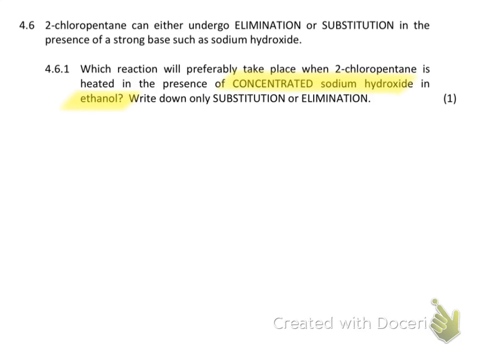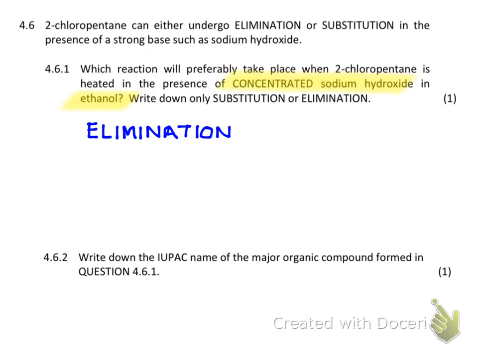Alright, 4.6. This question's about 2-chloropentane, 4.6.1. It's asking which reaction will take place in the presence of concentrated sodium hydroxide in ethanol. And that's your clue for the elimination reaction that takes place. 4.6.2 asks for the IUPAC name of the major organic product formed in this reaction. Let's have a look carefully.